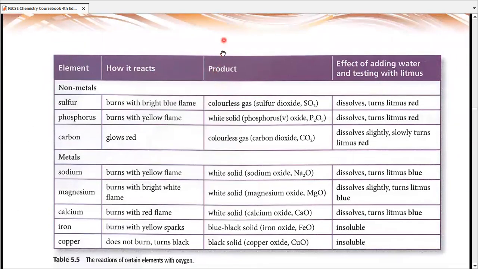Let's keep on writing. The equation must be simple and easy: S plus O2 giving us SO2. That's what we have made over here. A colorless gas named sulfur dioxide, the formula SO2. Now, when we dissolve it in water, it turns litmus paper red. So SO2 can be dissolved in water and it forms H2SO3, which is known as sulfurous acid.